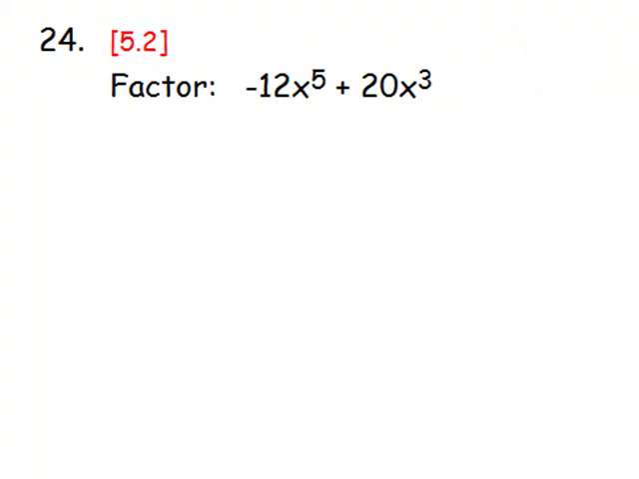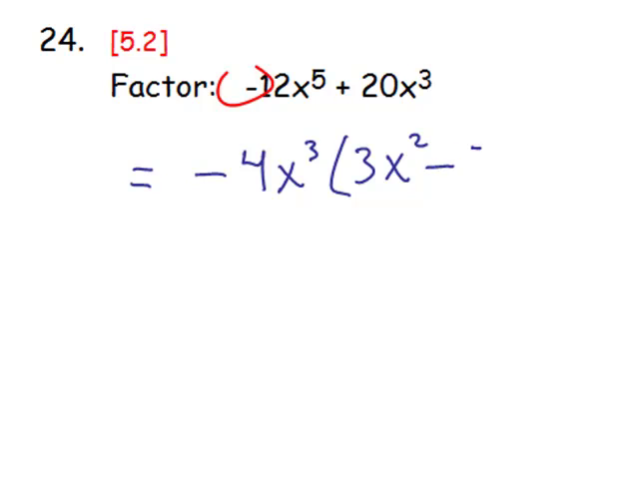Number 24 is very similar, but because the lead term is negative, that means we must factor out the negative along with any common factor. In this case, between 12 and 20, it's 4. And between x to the fifth and x cubed, we can extract as much as x cubed. If we factor a negative 4 away from 12, we're left with 3. And factoring x cubed from x to the fifth, we're left with x squared. Factoring a negative 4 from 20 leaves us with a negative 5. And that completes this factoring.